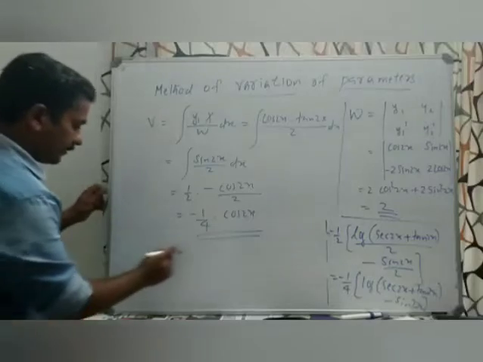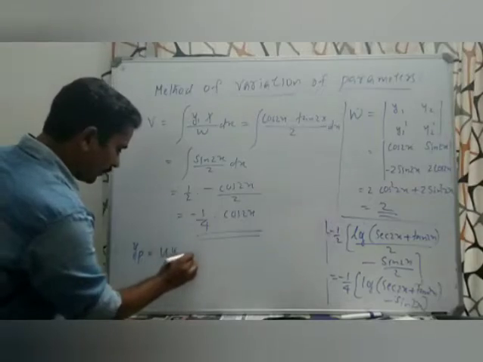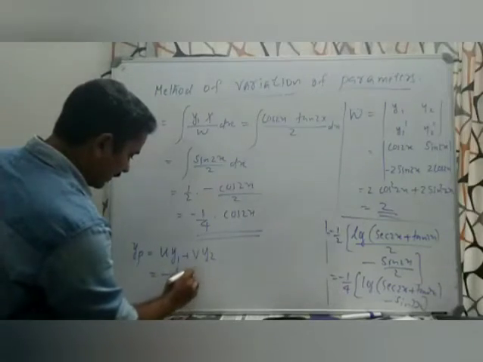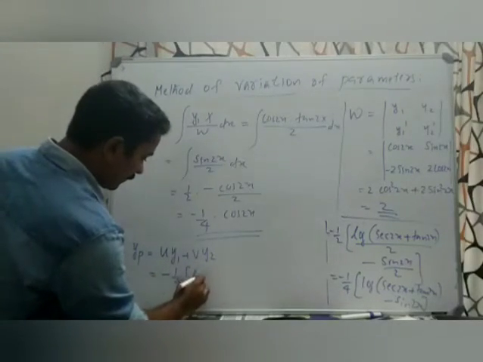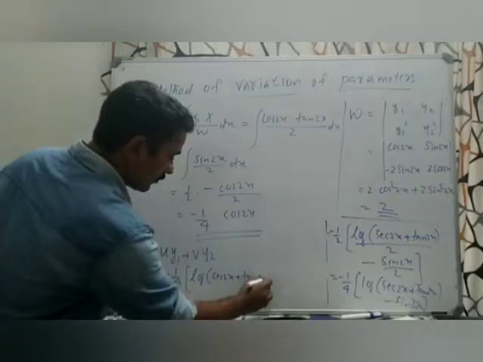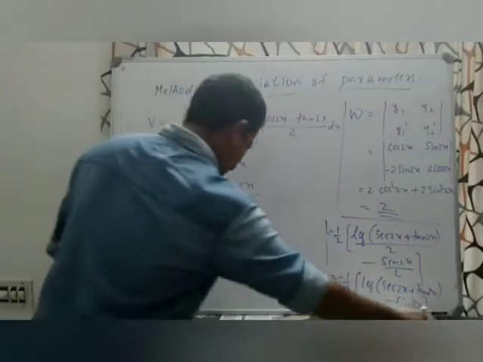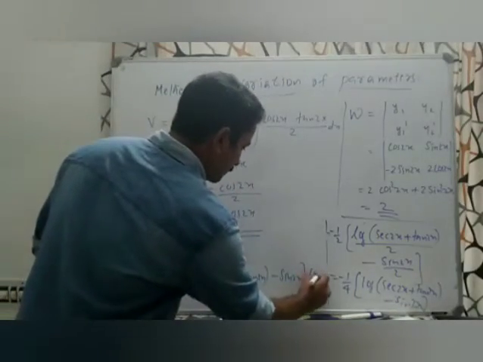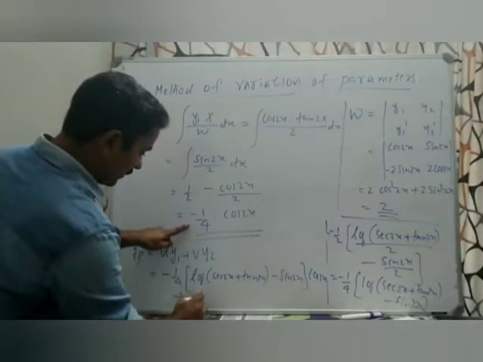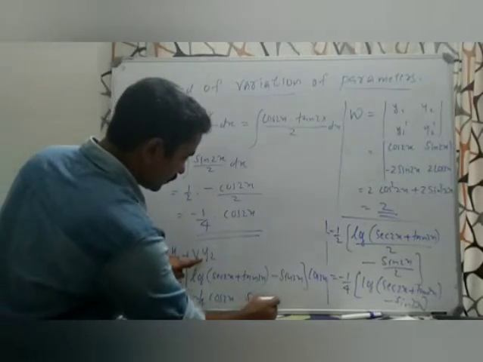Therefore, we can write the particular integral yp as u y1 plus v y2. u is negative 1 by 4 times log of sec 2x plus tan 2x minus sin 2x, times y1. y1 is cos 2x, plus v. v is minus 1 by 4 cos 2x, times y2, sin 2x.